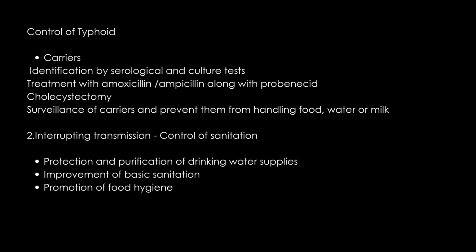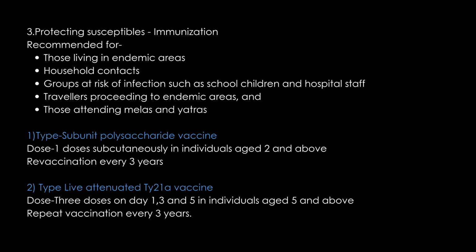Now the second major step is interrupting transmission, which mainly means improving sanitation. This involves protecting and purifying drinking water supplies, improving basic sanitation, promoting food hygiene like safe cooking, clean storage, and personal cleanliness among food handlers. Now, the third step is protecting susceptibles through immunization. Vaccination is recommended for people living in endemic areas, household contacts of patients, school children, hospital staff, travelers to endemic regions, and even people attending large gatherings like melas or yatras.